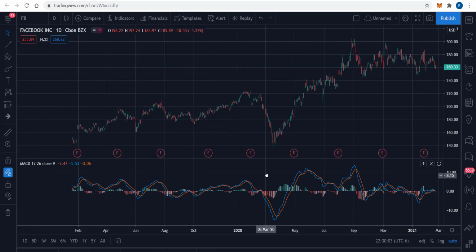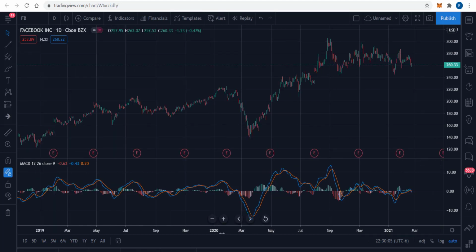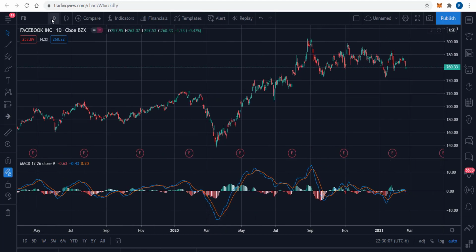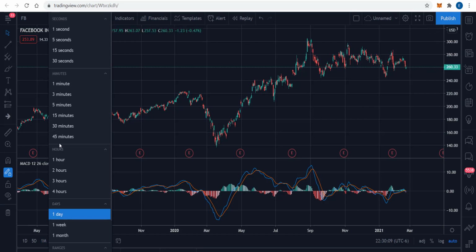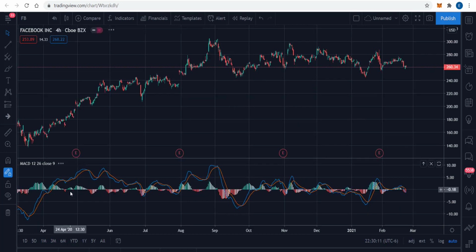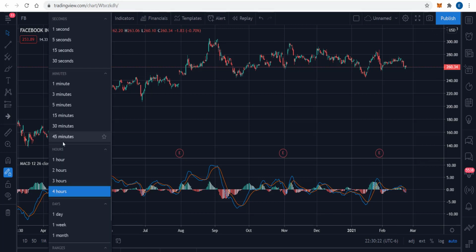Now, it only seems right that we play with time using the MACD as well, since we do it with the moving averages. So let's check out the 4-hour and see if it gives us any more. Still pretty choppy in the most recent time, so it's hard to say what's going to happen. Let's look at the 1-hour.